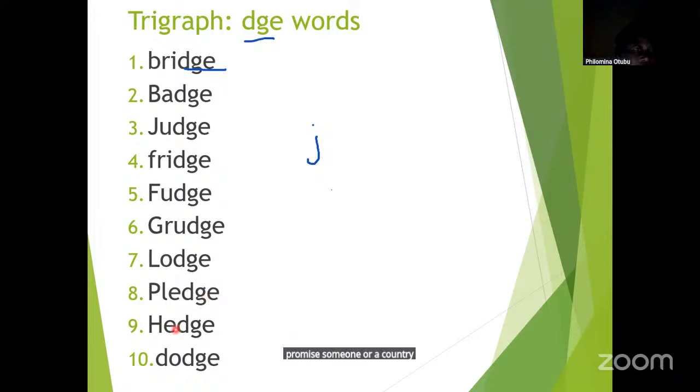Then we have hedge. Hedge is a type of plant. Then we have dodge. Dodge simply means to prevent something from getting to you. Example, maybe children are playing ball and you're passing the street.